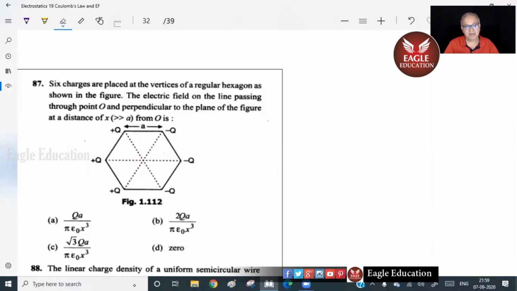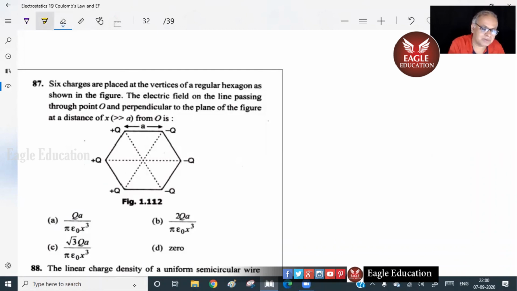It's a simple question if you remember the dipole. If you remember dipole, it's over. Look, x greater than a. Regular hexagon means this will be a, this will be a. So this is a dipole, this is a dipole, this is a dipole. On the perpendicular bisector, it is towards minus q. So for this dipole, where is it? This dipole parallel to the axis here, towards this one. For this dipole towards that one. Towards this one. There are three formulas you need to apply.